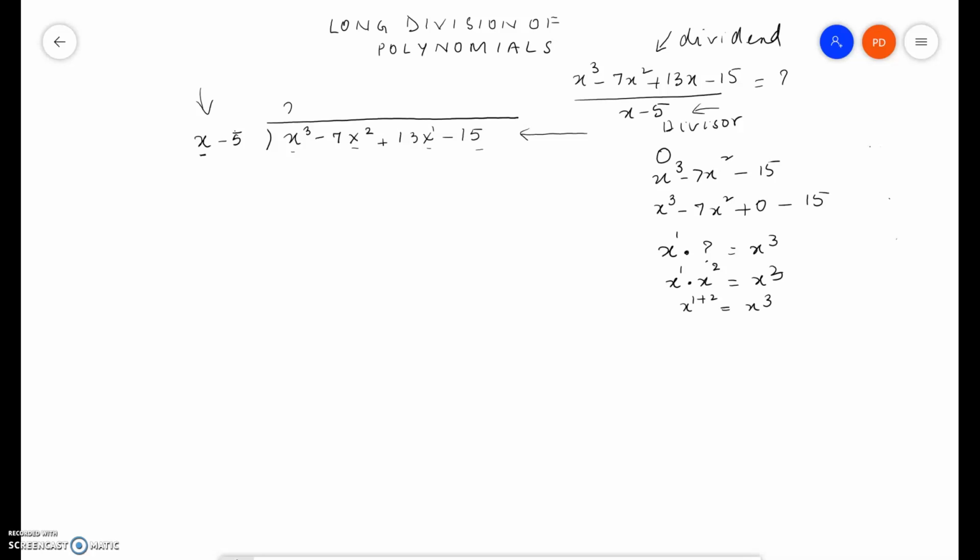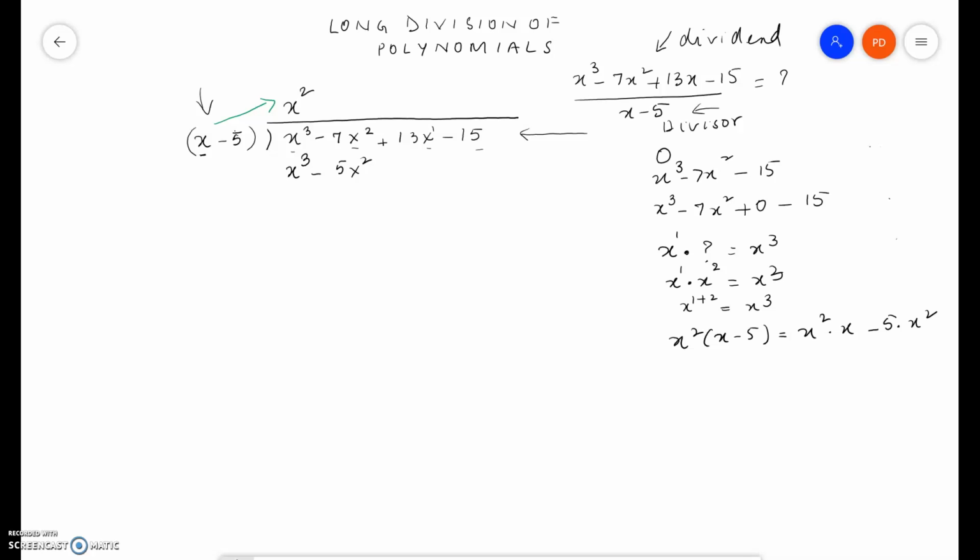So we write an x squared here, because now we're going to multiply this polynomial with x squared and write it here. So we have x times x squared, which is x cubed. So this is exactly what we're doing, x squared times x minus 5. So therefore we have x cubed minus 5x squared. So this is part of our plan. We made sure that the first term is x cubed.